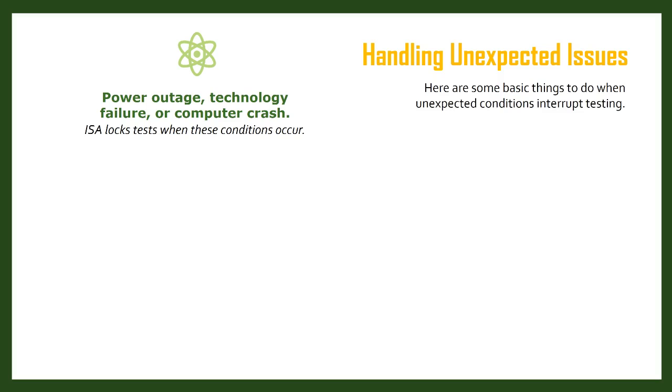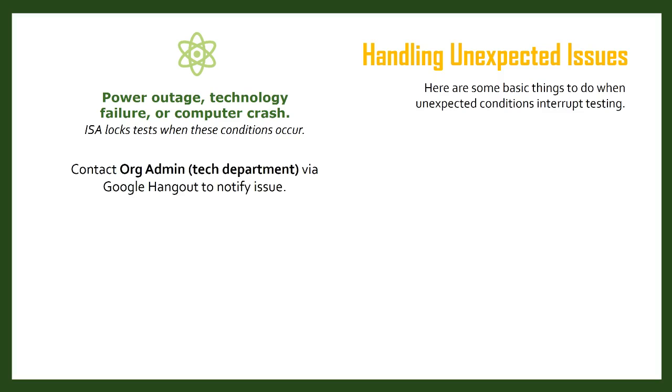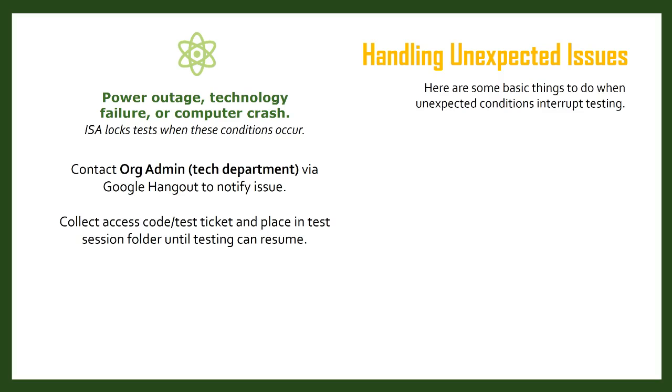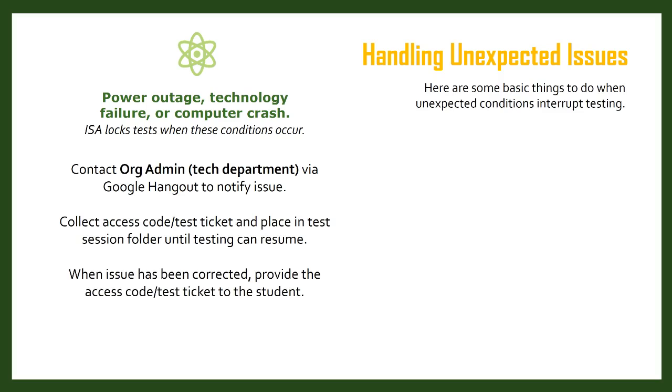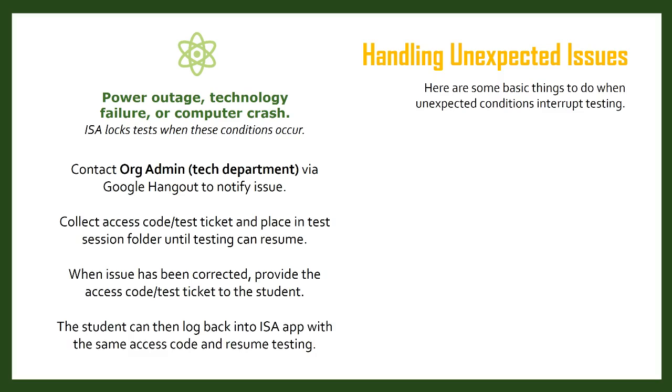The ISA app will automatically lock tests if these conditions occur. Please contact the technology department via the Google Hangout to notify them of the issue. As a class-wide issue, collect all access code test tickets and place them in the test session folder until testing can resume. When the issue is being corrected, provide the access code test tickets to the students so they can log back into the ISA app and resume testing.